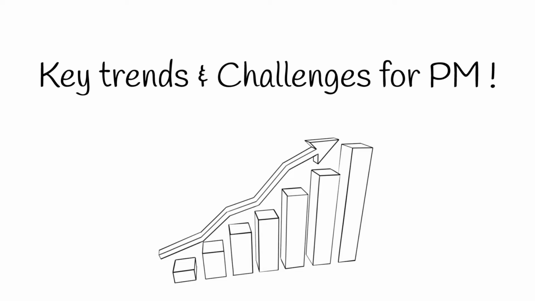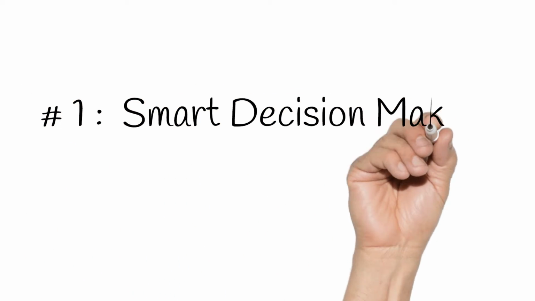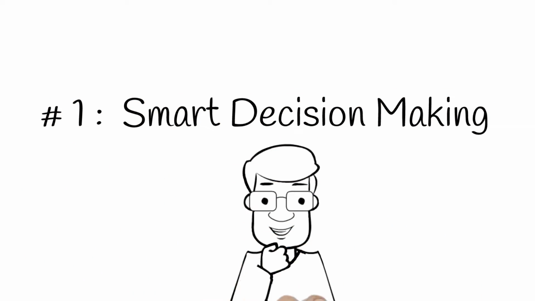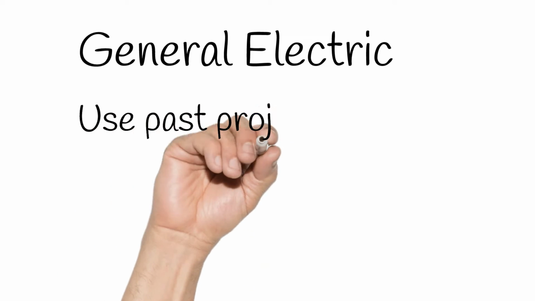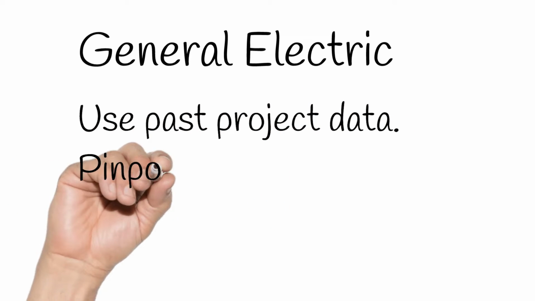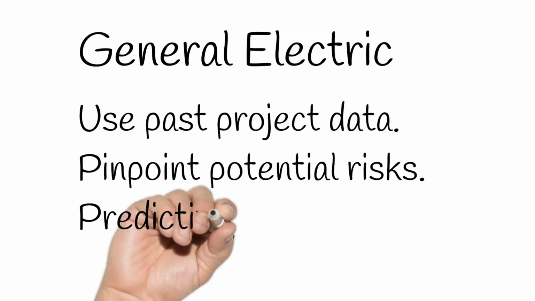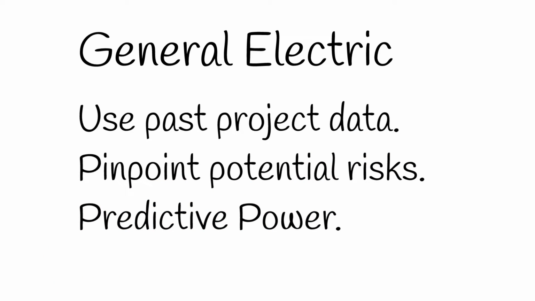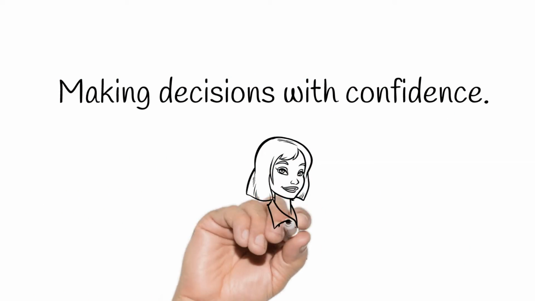Okay, so the video highlights three major AI trends that are already shaking things up. Three big ones, yep. Smarter decision making is first on the list, which sounds great in theory, but what does that actually look like in practice? So they use a really cool example, General Electric. They've started using AI to analyze all their past project data to pinpoint potential risks in new projects. So it's like predictive power, right? Exactly. It's not just about avoiding delays. It's about making decisions with way more confidence.